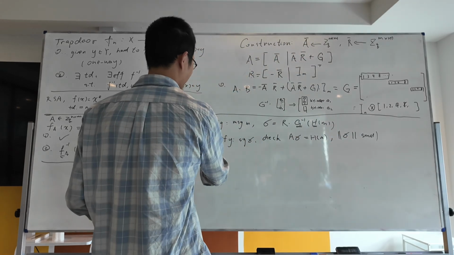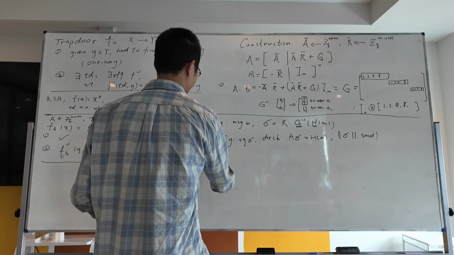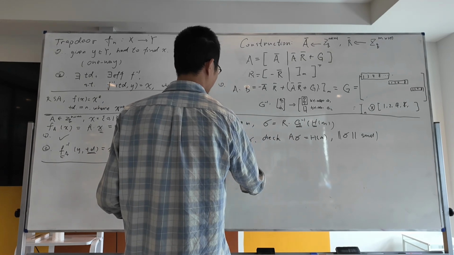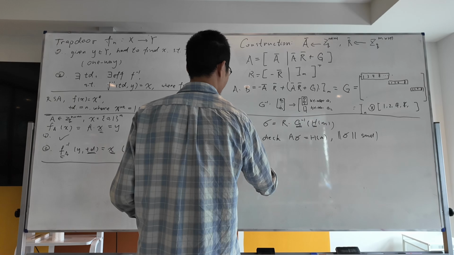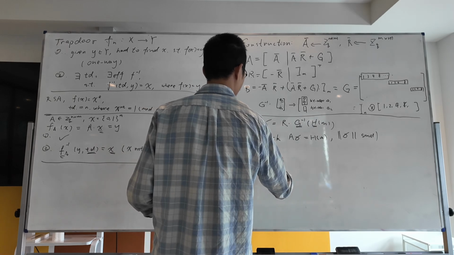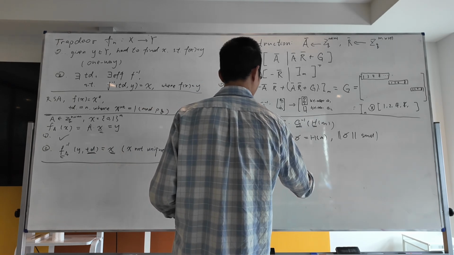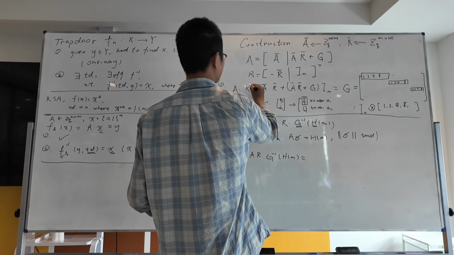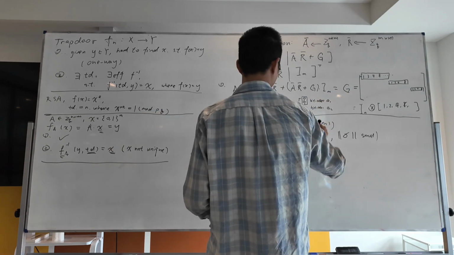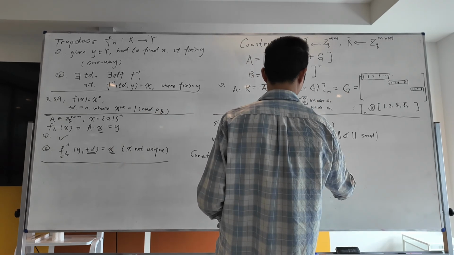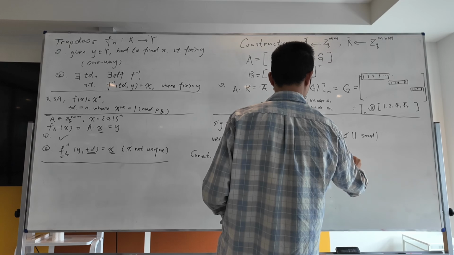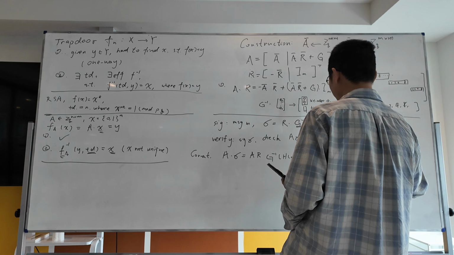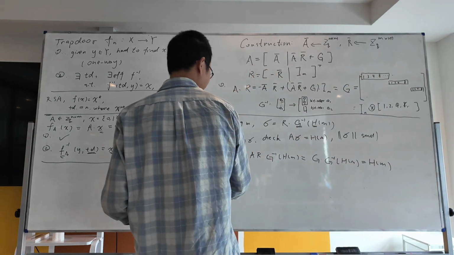And you can easily check the correctness, because A times sigma is equal to A times R times G inverse, which is G times G inverse, and this is simply the message. And now it remains to argue its security.